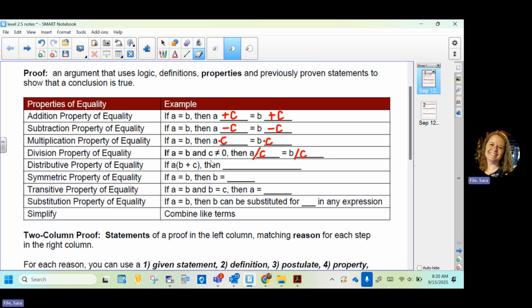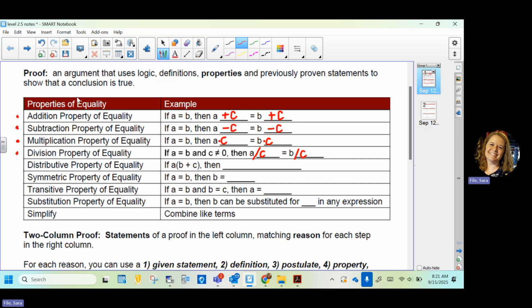And this has an extra step here. It says as long as C is not 0, because you can't divide by 0. Dividing by 0 gives you an undefined. If you tried to do that in a calculator, you'd get an error. So that's why that extra piece is there. But those are the four properties of equality that I think y'all are used to, you know what you're doing. What you do to one side, you do to the other to keep it balanced.